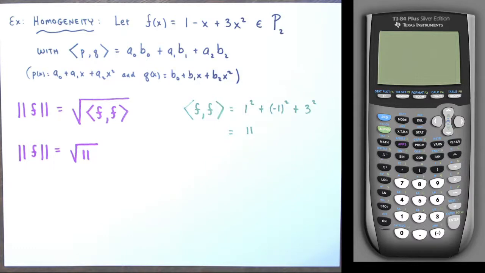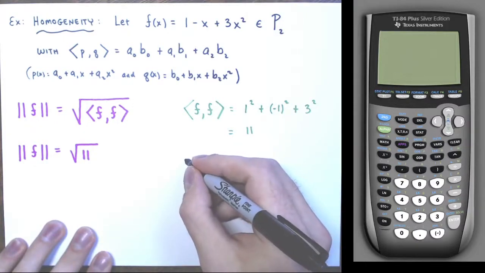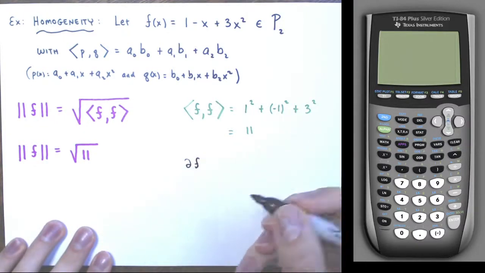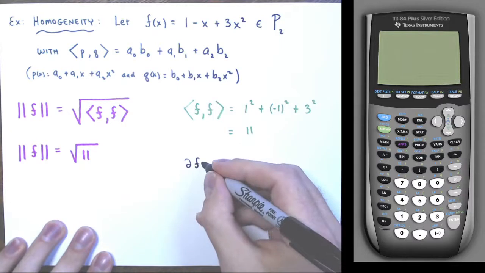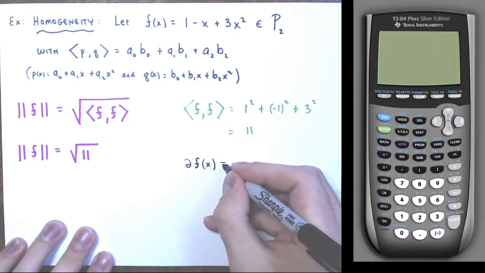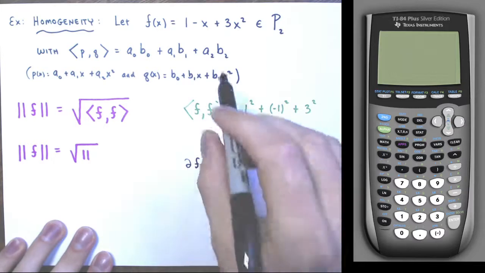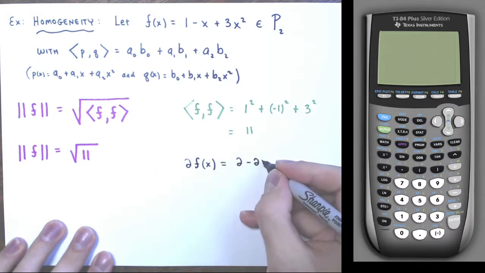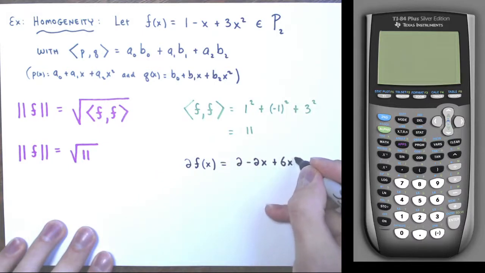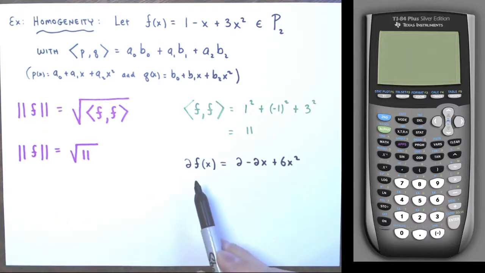Now let me demonstrate that homogeneity property. I'm going to multiply this polynomial f by some scalar. All right, so let's look at, how about 2 times f? Now again, it can be any real number you wish. I'm using nice ones like 2 and 3. You can multiply by pi, square root of 3, whatever you want. 2 times f of x, what does that look like? It's just the way you would normally multiply a polynomial by 2, just distribute the 2. That'd be 2 minus 2x plus 6x squared. And let's see what the norm of this vector would be.